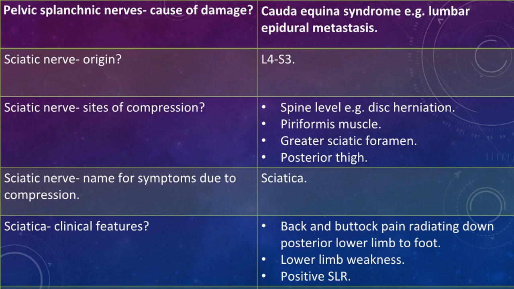Sciatica. Sciatica clinical features. Back and buttock pain radiating down posterior lower limb to foot. Lower limb weakness. Positive SLR.